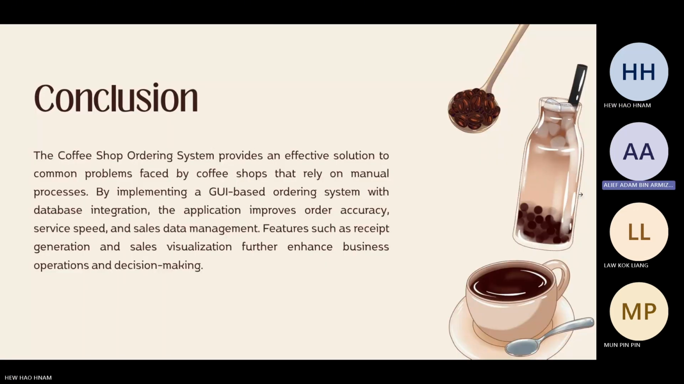In conclusion, the coffee shop ordering system provides an effective solution to common problems faced by coffee shops that rely on manual processes. By implementing a GUI-based ordering system with database integration, the application improves order accuracy, service speed, and sales data management. Features such as receipt generation and sales visualization further enhance business operations and decision making.